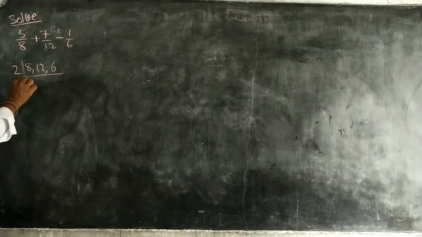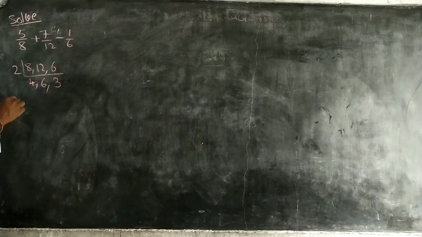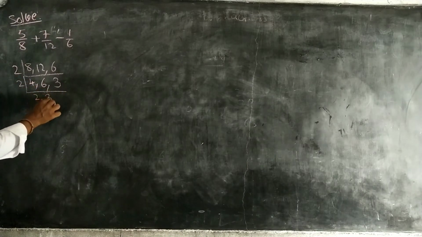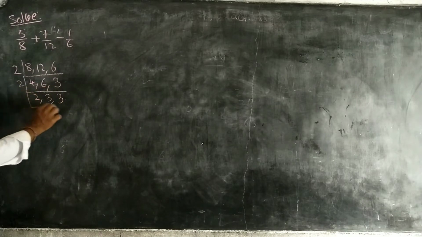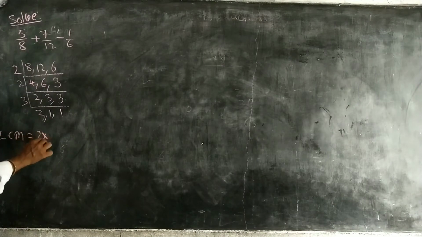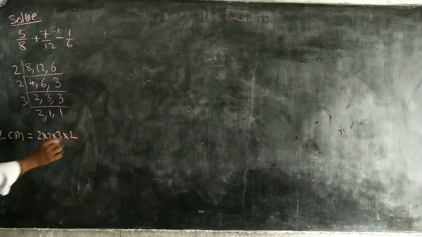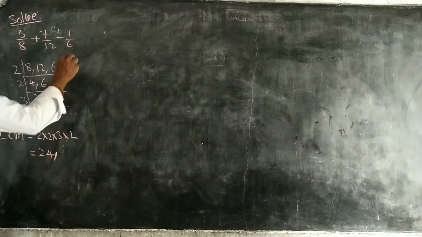So 2 fours are 8, 2 sixes are 12, 2 threes are 6. Next again I am taking 2. 2 twos are 4, 2 threes are 6, 3 ones are 3, as it is because 2 does not divide 3. Next I am taking 3. 2 as it is, 3 ones are 3, 1. So 3 is a prime number. I am stopping here. Therefore LCM is equal to 2 into 2 into 3 into 2. That is equal to 24. 24 is the LCM.